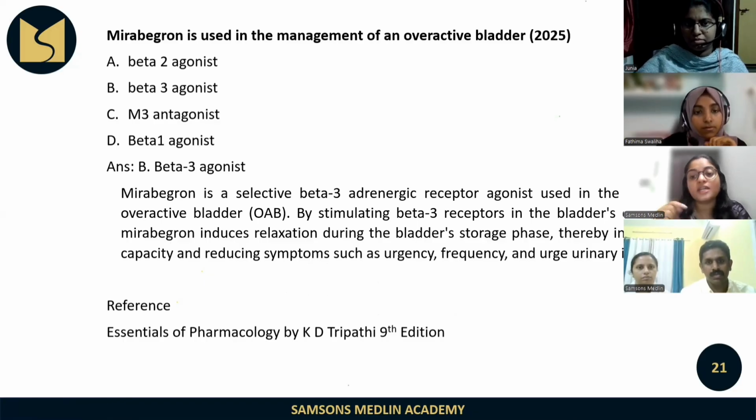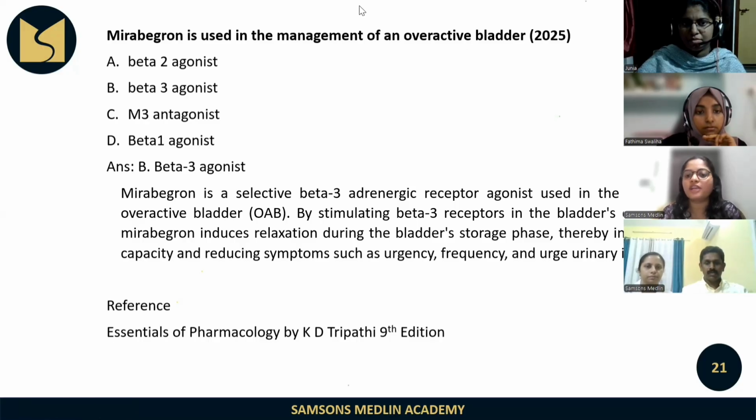When this drug binds to the beta-3 receptor on your bladder, it causes relaxation of your bladder. What will happen when your bladder gets relaxed? Its storage space increases, right? That is, the bladder capacity increases, so symptoms like urgency and frequency can be reduced. That is the use of mirabegron. This drug was included in the latest edition of Tripathi also. So such very relevant questions can be asked from pharmacology. That's all.